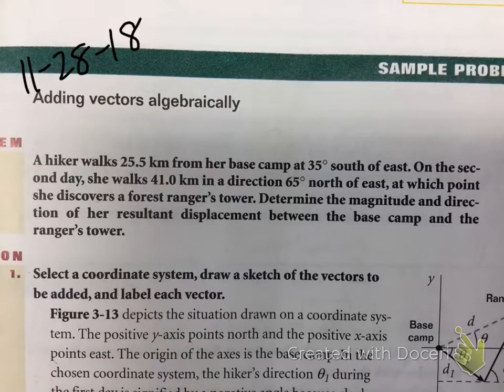Okay, this is the problem we're going to work on. This is sample problem 3C from your book. A hiker walks 2.5 kilometers from her base camp at 35 south of east. On the second day, she walks 41 kilometers in a direction 65 degrees north of east, at which point she discovers the forest ranger's tower. Determine the magnitude and direction of her resultant displacement between base camp and the tower.